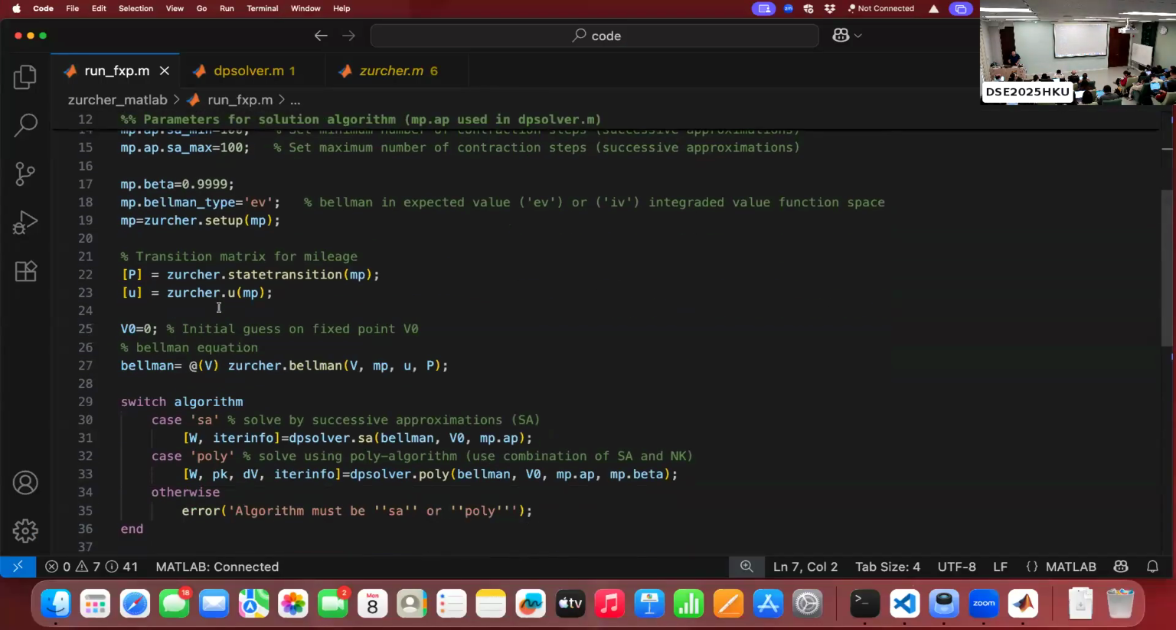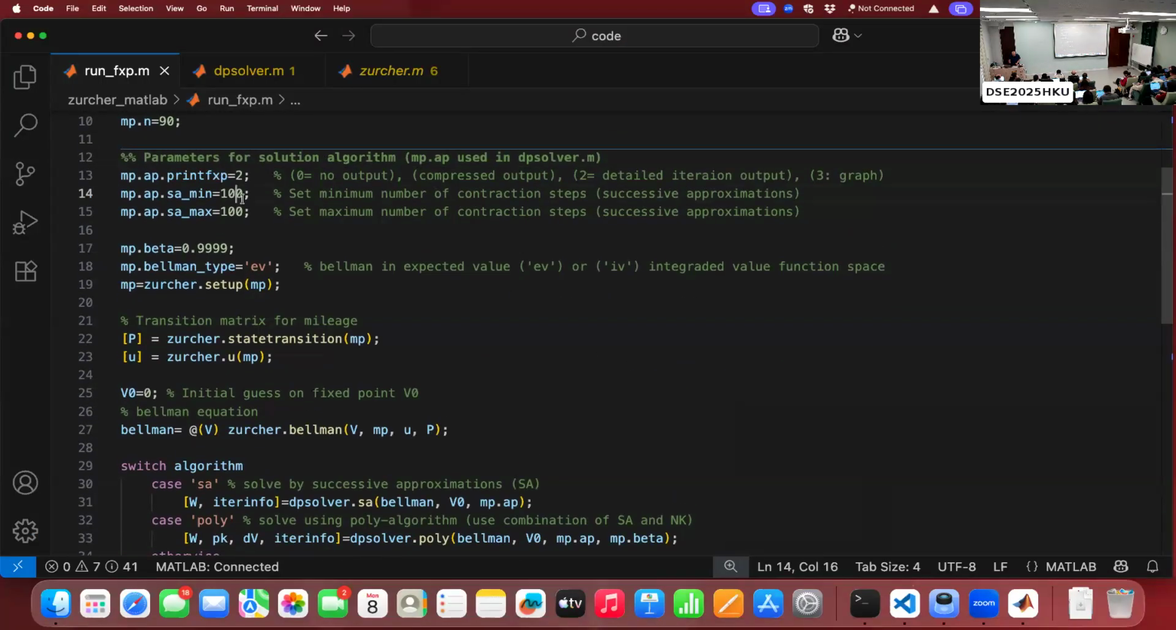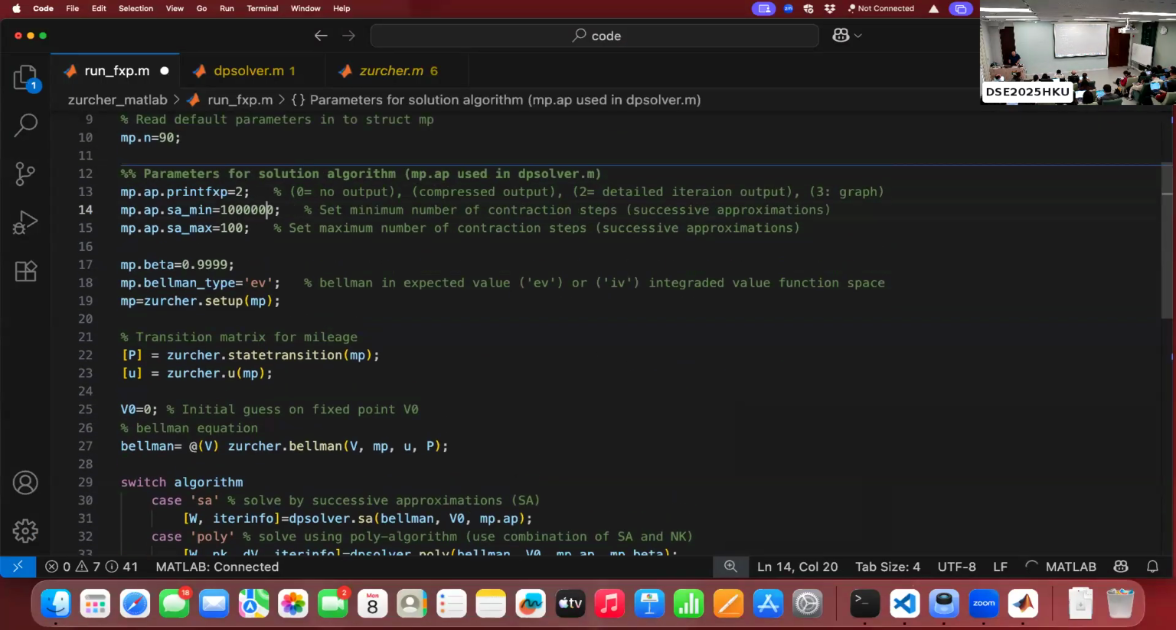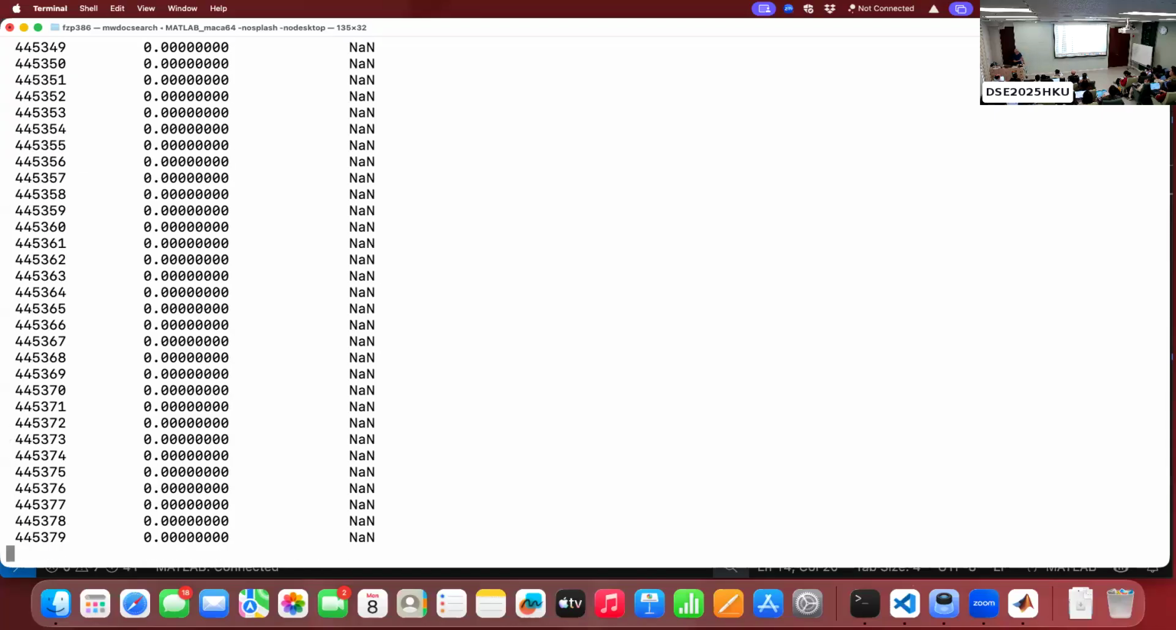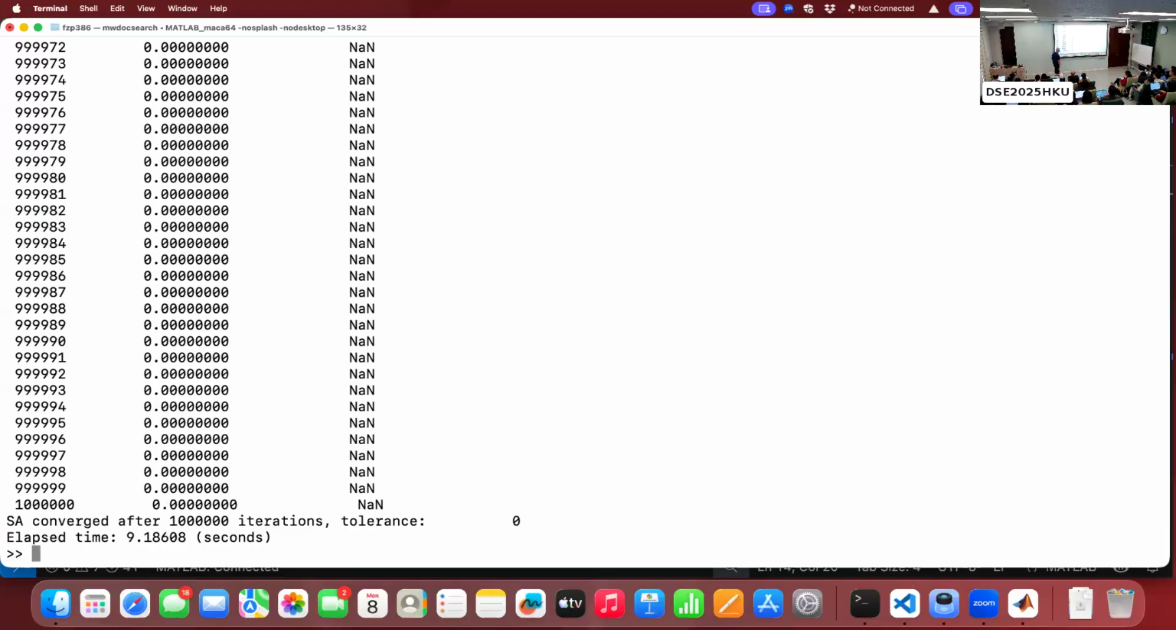Let's do how many? Let's do at minimum like 100,000. It might be converged by that. It takes a little bit of time. Oh my God, I did too many. Okay, there we go. Okay, so it does actually converge, but to that tolerance, yeah.